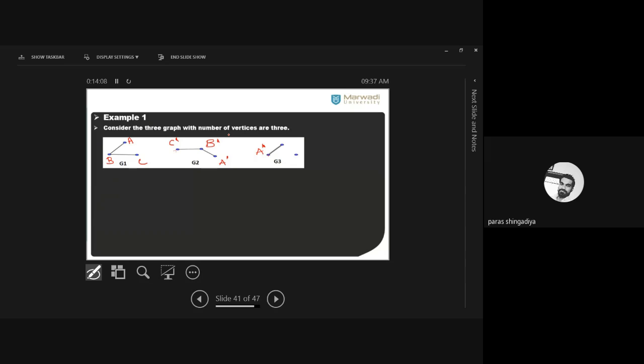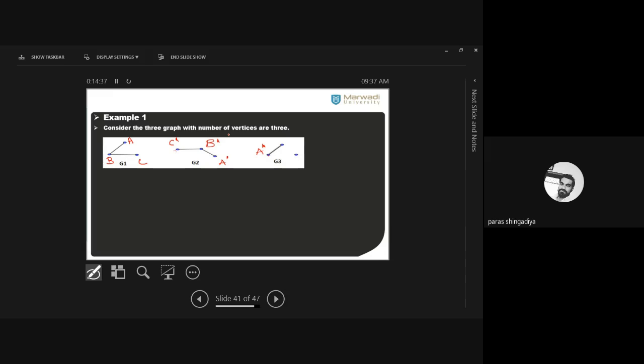Why is it not possible? Because A is connected with B in the first graph, whose degree is 2, and here there is no such vertex in the G3 graph which is adjacent with A dash and whose degree is 2. Clear? It does not exist. So what does it mean? G1 and G3 are not isomorphic graphs.